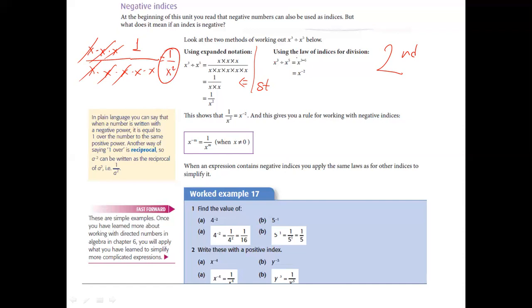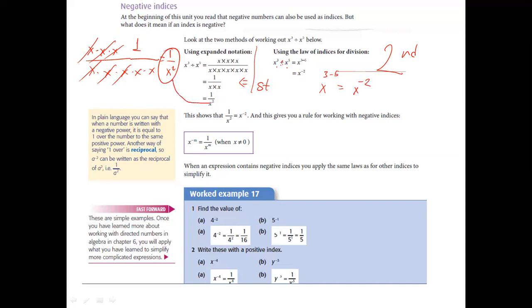And the second method, using the law of indices for division. If our bases are the same and in division, what can we do with the powers? Exactly, just subtract. So the bases are the same, x and x, and in the middle of this operation we have division. And what about the indices or powers? Exactly, we subtract the second power from the first power. So x power of 3 minus 5 is equal to x power of -2.